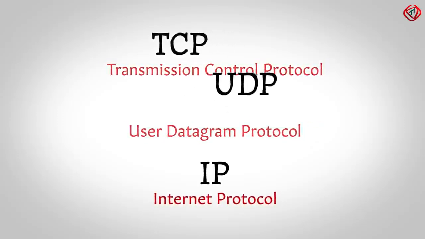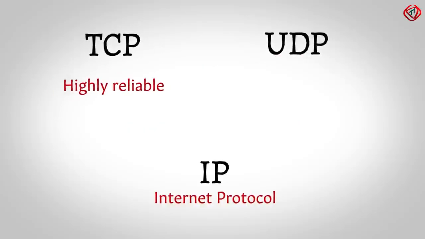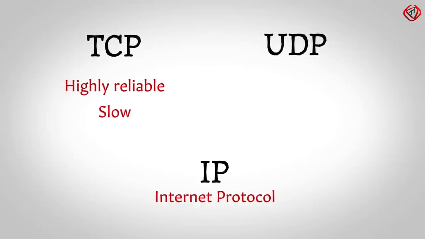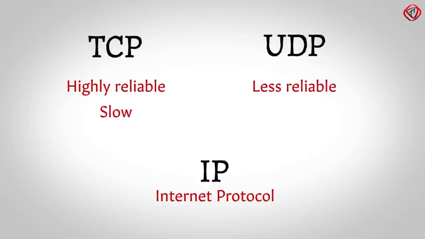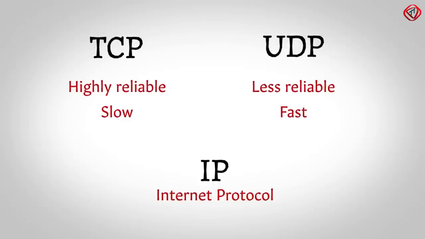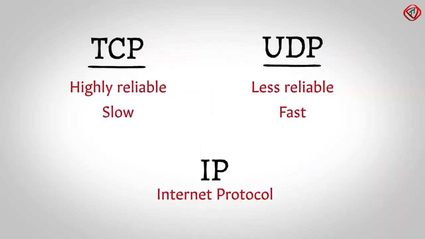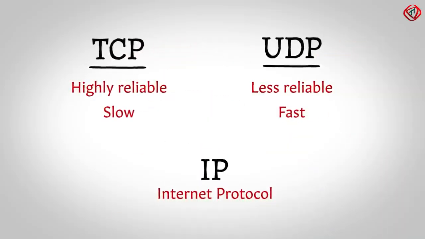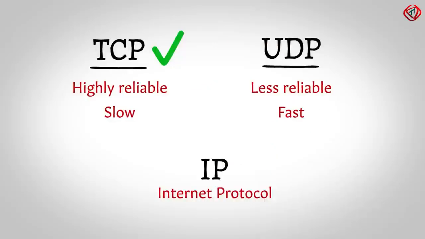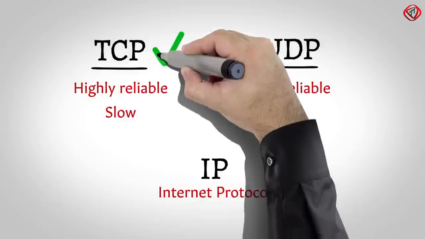The main difference is that TCP is highly reliable but it is slow, whereas UDP is less reliable but generally faster. Both TCP and UDP are a part of the protocol suite. However, due to heavy dependence on TCP and for historical reasons, the entire set of protocols is referred to as TCP/IP.